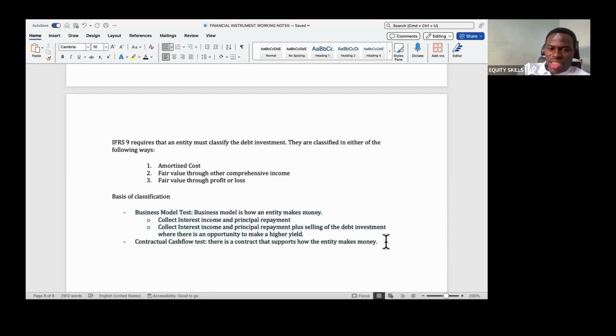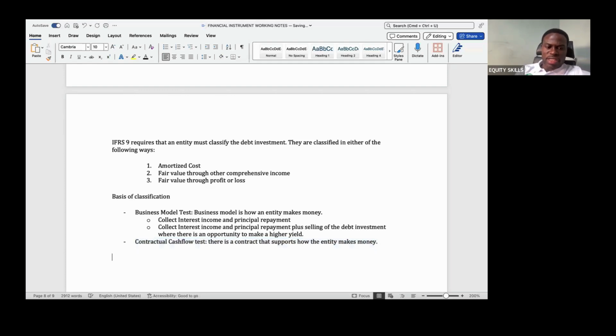But when they want you to explain how you classify this, know that they don't really test this contractual cash flow because it's like a default occurrence. There has to be a contract for it to even be a debt investment in the first place. So it's always there. Just that the contract must be consistent with how you say you want to make money. The interest you are putting in your books, the contract must confirm the amount of interest. You should be able to confirm it.